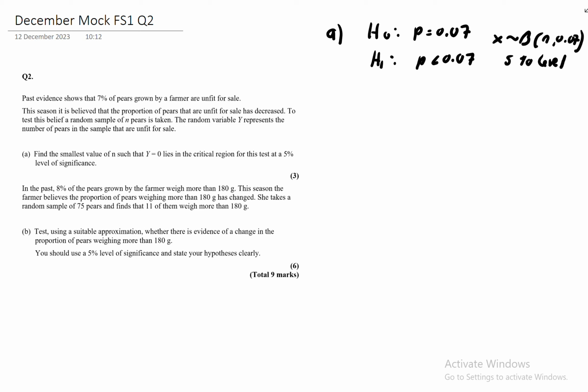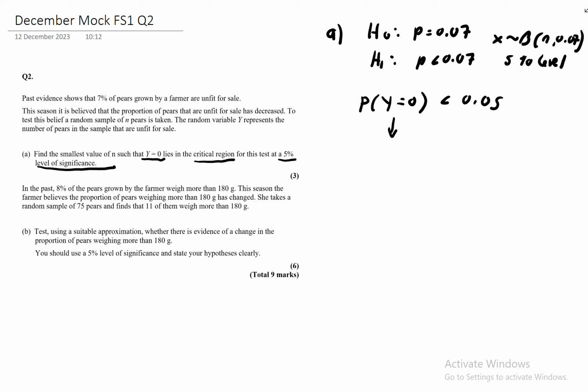So we have H0, which is P is 0.07, 7%. We think the proportion has decreased, so H1 is P is less than 0.07. Whenever you find a critical region, you look for something that's below the significance level. So for y equals 0 to lie in the critical region, the probability that y equals 0 should be below 5%.